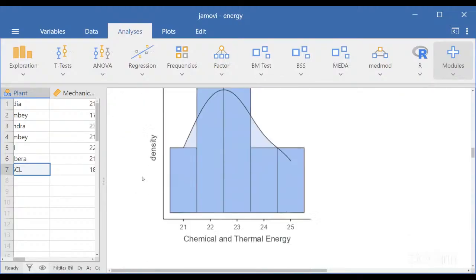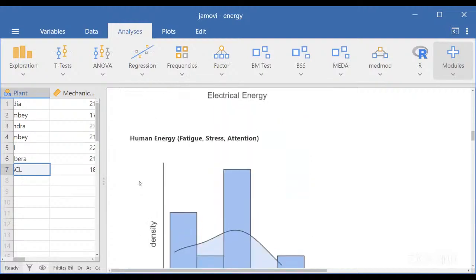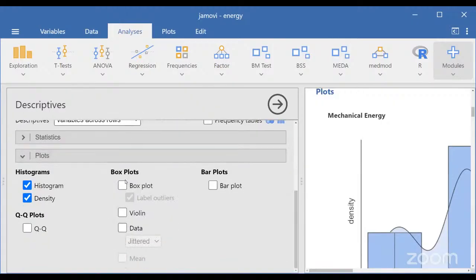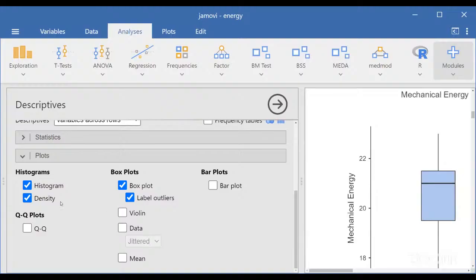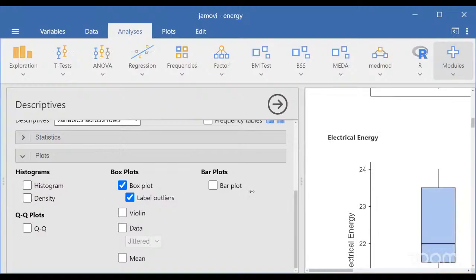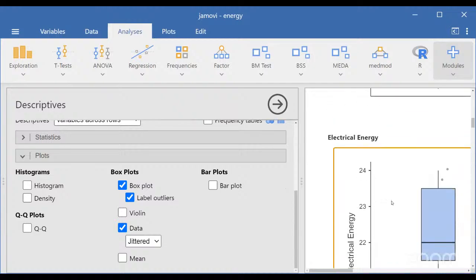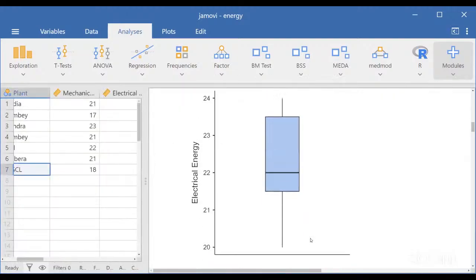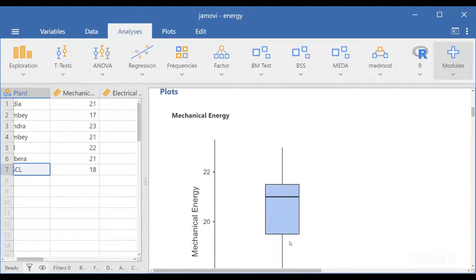Okay. You can use the box whisker plot also. Outliers will be visible in the plot. Okay, okay. Histogram and density unclick. Now you can find out. Yes, sir. In case of the mechanical energy, you will find out this is the mechanical energy.